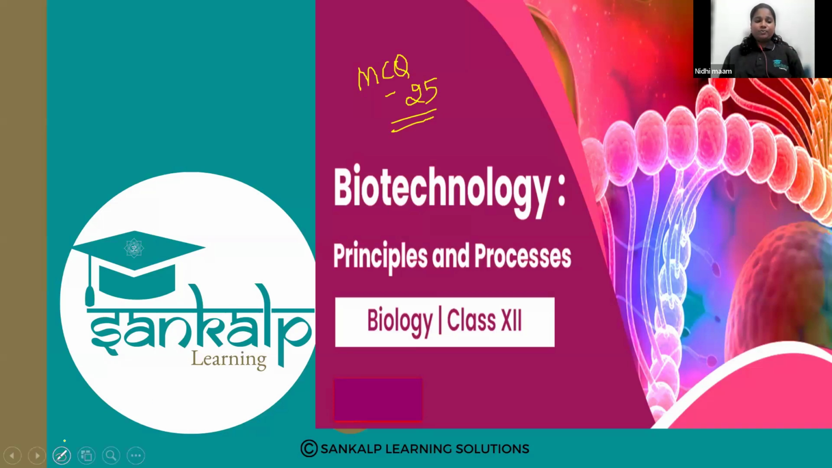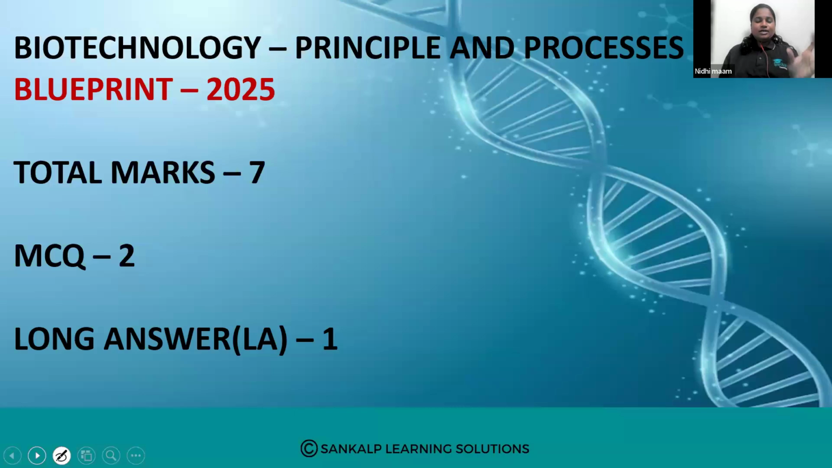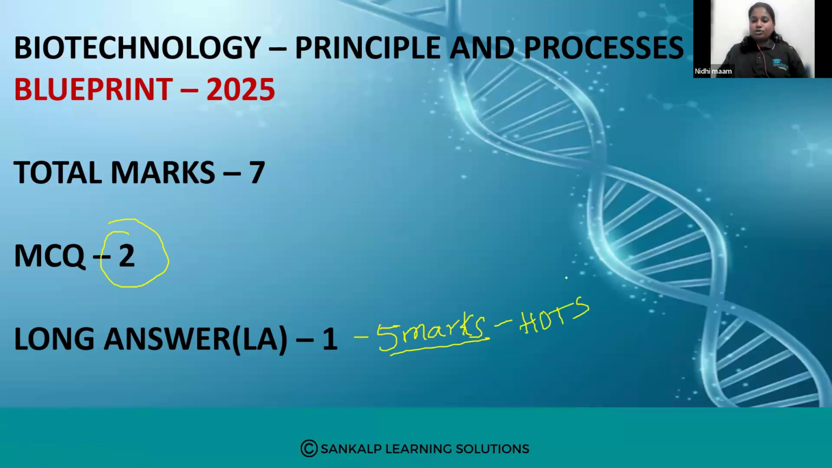According to the blueprint, we have a total of 7 marks, out of which 2 will be MCQs. One question we will get for 5 marks, that is a long answer question. Be prepared that this 5 marks question will not be a direct, easy question. They will not directly ask define, describe, explain. It will be a high order thinking question, or what we call HOTS.